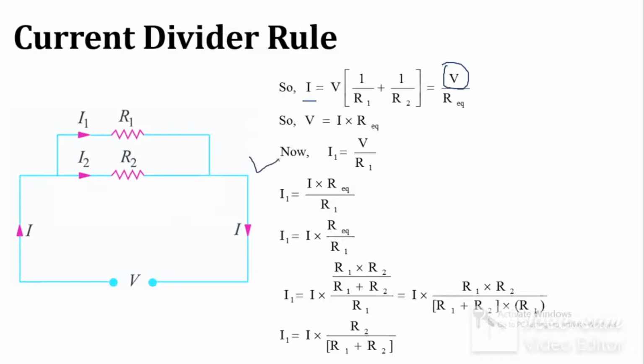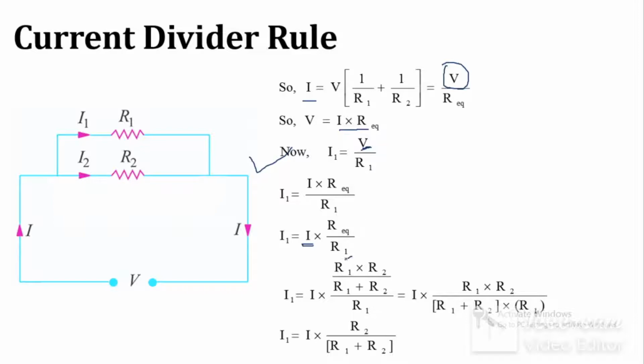Now we can find out the individual branch current. So I1 is given by V by R1. Now we will put the value of voltage that we have derived, V is equal to I into R equivalent. So I1 becomes I into R equivalent divided by R1. So I can write that I1 is equal to total current I multiplied by R equivalent upon R1.